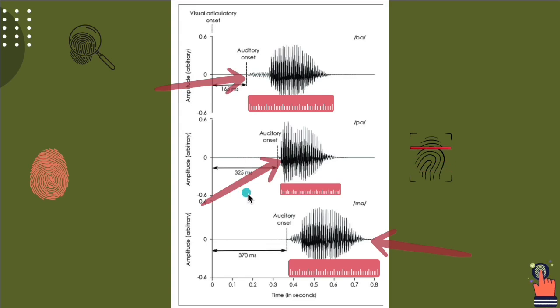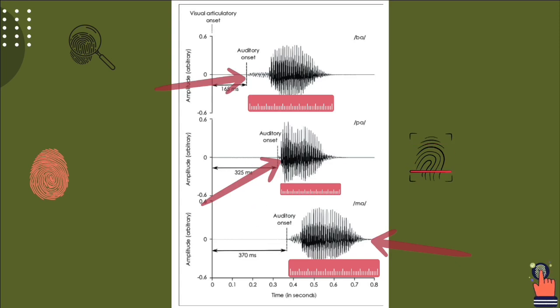Now how about the sound p? Now look at the sound p. There is a longer delay before the sound reaches full strength. This is because the sound p is voiceless, so there is a gap before the vocal cords vibrate. This delay is clearly visible in the waveform, showing a longer flat line before the sound spikes. And of course, when I say longer, this is in comparison to the sound b.